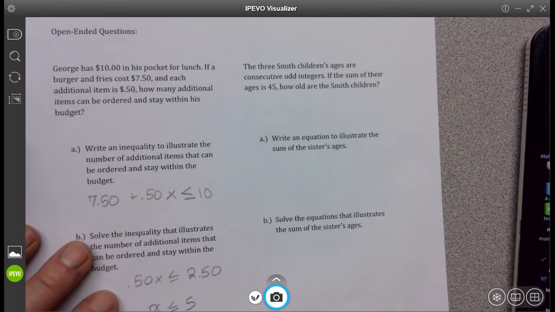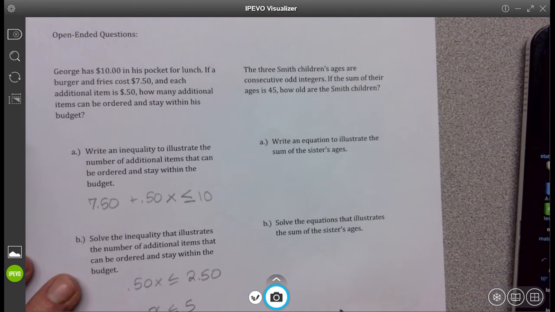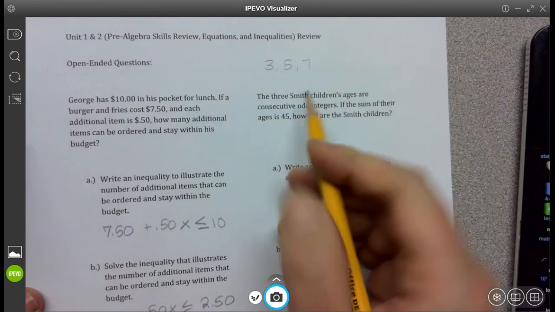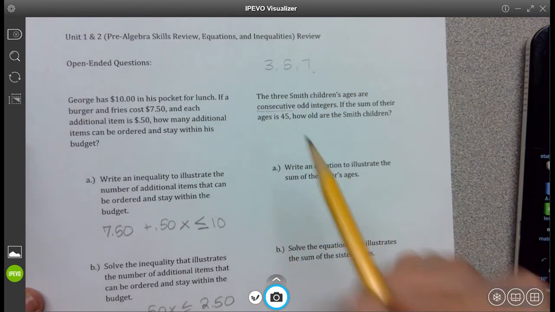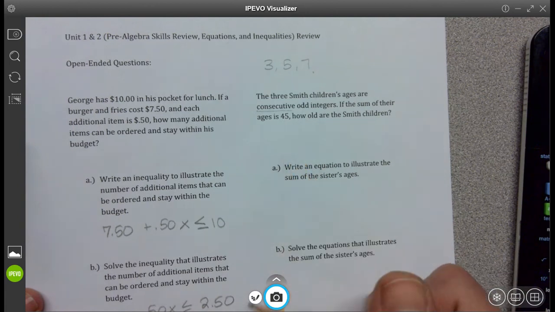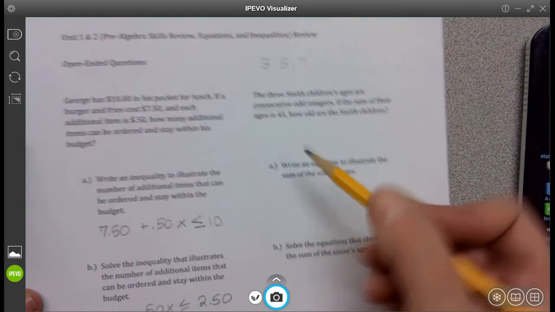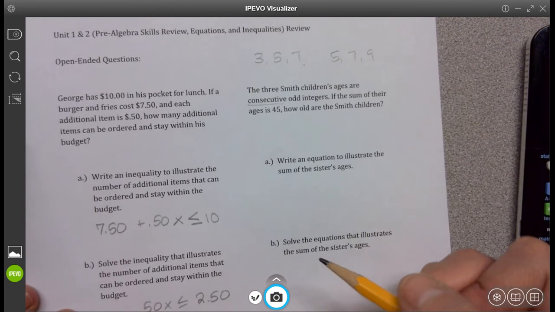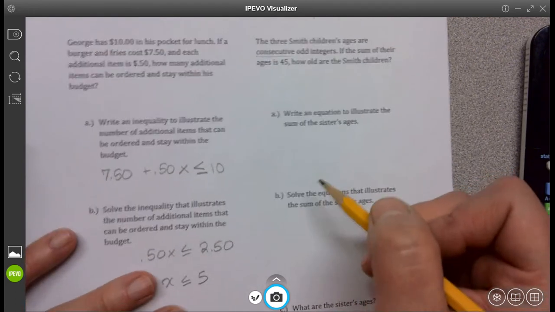Here it says 3 Smith children are ages, they're consecutive odd integers. So maybe the kids are 3 years old, 5 years old, and 7. Consecutive means right in a row, and they're odd. The sum of their ages is 45. Well, it's not that. Maybe it's 5, 7, 9. Add it up to 45. This is guessing and checking and not the most effective.